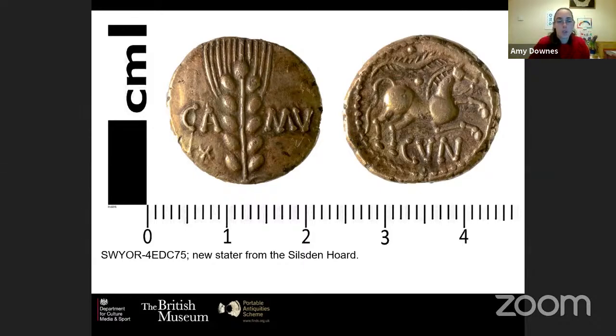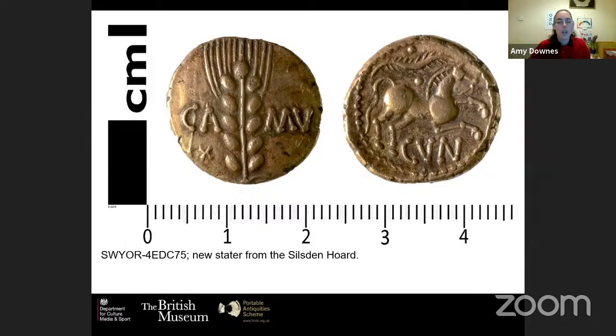Then I wrote a curatorial report for the benefit of the coroner, and I liaised with the finder, the landowner, the coroner, the treasure team, and the museum, and I cared for the coin while the treasure case progressed. The coin itself is an Iron Age stater. It was struck under the leader Cunobelinus, who controlled much of southeastern Britain.